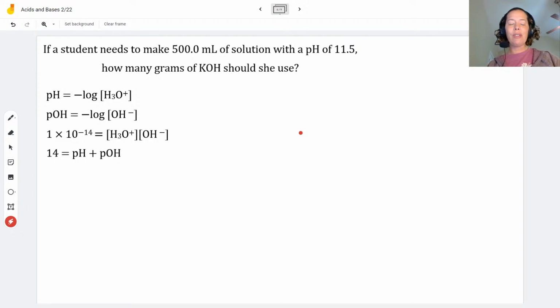But I have a little bit of a problem that I can see. This is, of course, the concentration of hydronium, which we were able to calculate last time, but I don't think I'm going to be able to get to the concentration of hydronium for this problem.